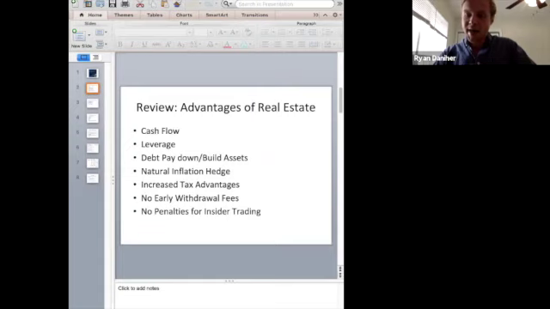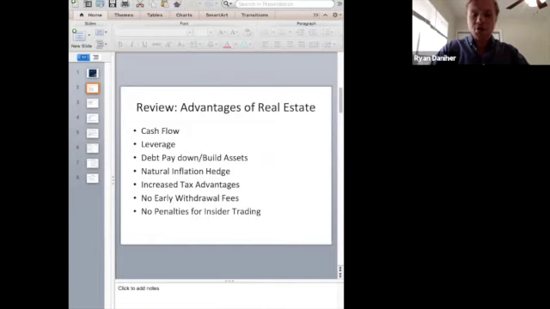The third way is debt pay down and building your assets faster. So your tenants, as they pay you rent, pay down your mortgage, and your principal balance decreases every time you pay your mortgage. So effectively, every time that happens, you're decreasing your debt and you're increasing the equity available that you have in that property, therefore increasing your assets faster.